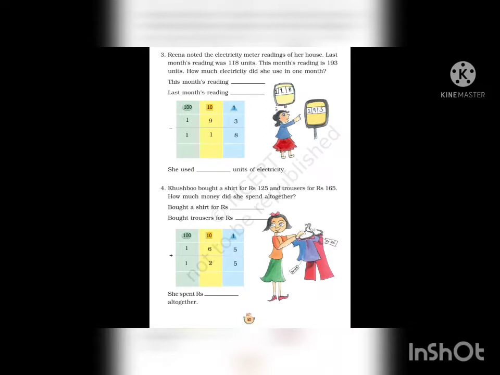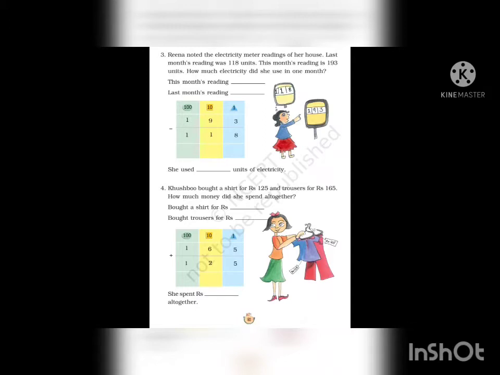Okay, so we have to write this month's reading. As we can see in the question, this month's reading is 193 units, so you will write here 193 units. Last month's reading was 118 units, so you will write here 118 units. Now we have to find out how much electricity she used in 1 month.